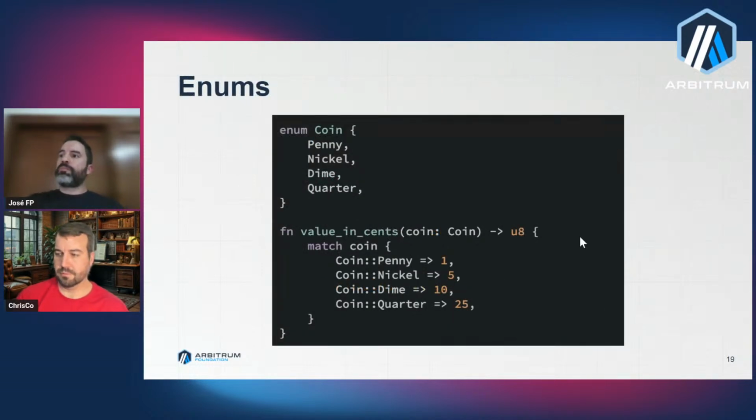Enums. Enums, as always, allow you to define a type by enumerating different variants, right? And that's how you define an enum. This one is called Coin, and the different variants are Penny, Nickel, Dime, Quarter. And below, you can see how you can reference these enums: Coin::Penny, Coin::Nickel, and so on.